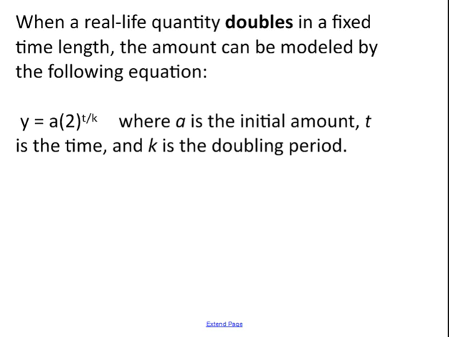Let's take a look at this. Occasionally you get a problem that says a real life quantity doubles in a fixed time frame. You're going to use this formula right here. A is still the initial amount. T is still time. K is a new one. K is how long it takes to double.